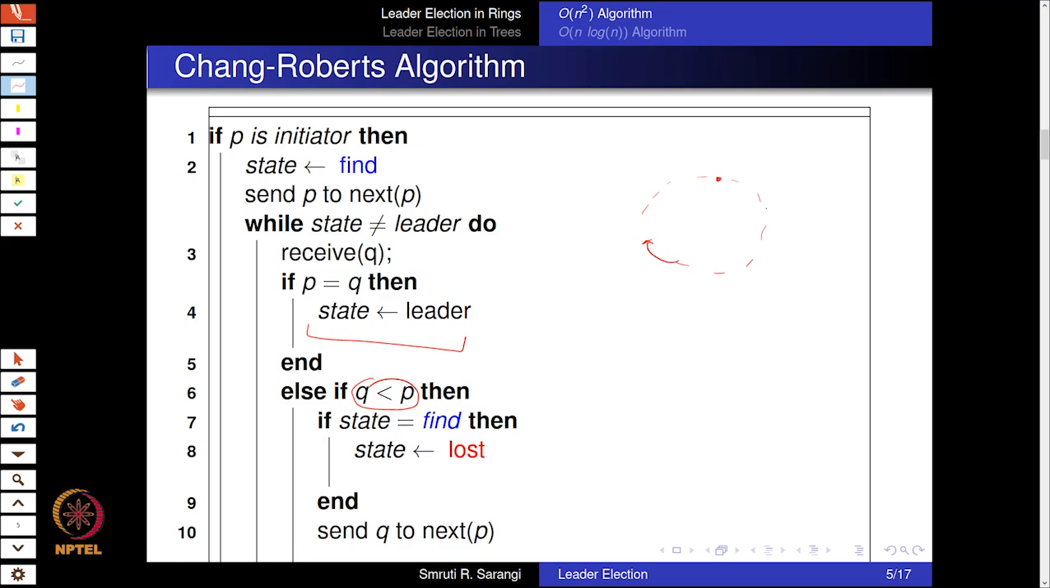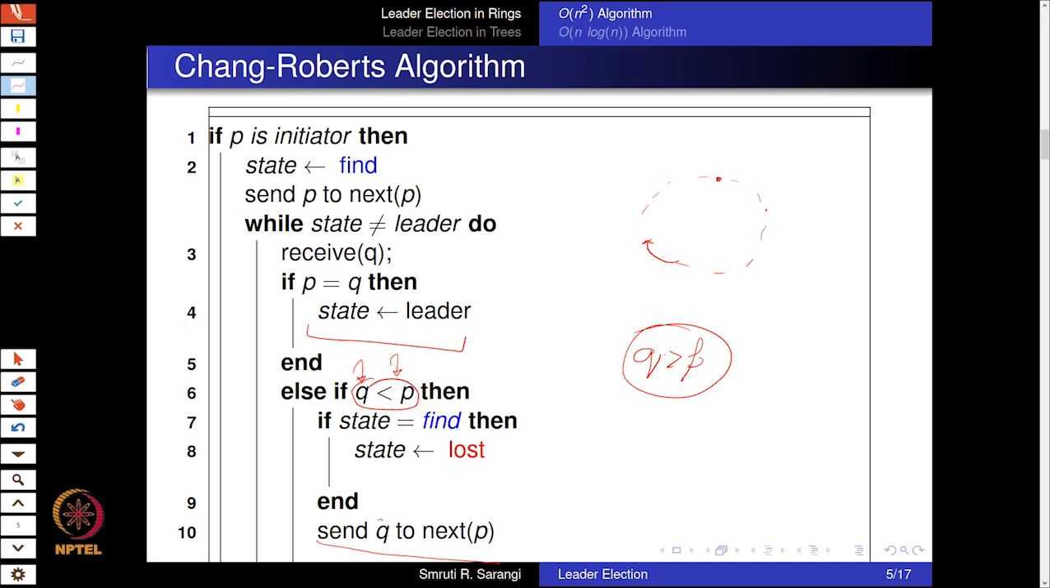Otherwise, at any point, if my ID was not the minimum, it would have been absorbed and the message would have been dropped. In the meanwhile, what I do is, if I receive a message from my neighbor, and let's say that message has a lower ID than mine, then clearly I am not the leader, so I set my state to lost and I just propagate the message down the ring. And of course, this condition is not handled. The reason is that I don't do anything.